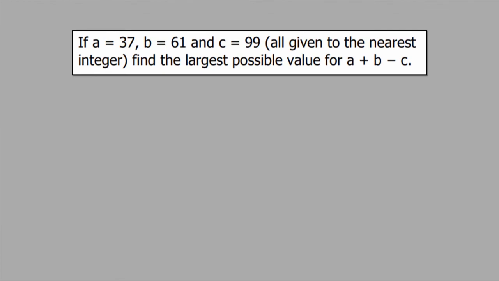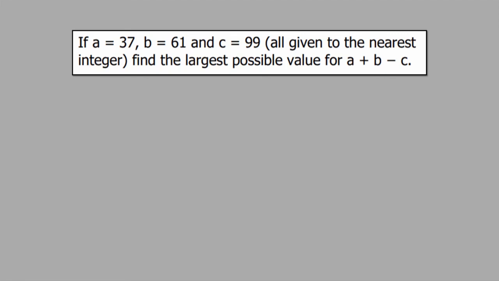Okay, let's move on to algebra. A is 37, B is 61, and C is 99. They've all been given to the nearest integer. That means the nearest whole number. We want to find the largest possible value for A plus B minus C. Okay, well, let's think of the largest value for A. That would be 37.5. And the largest value for B is 61.5.